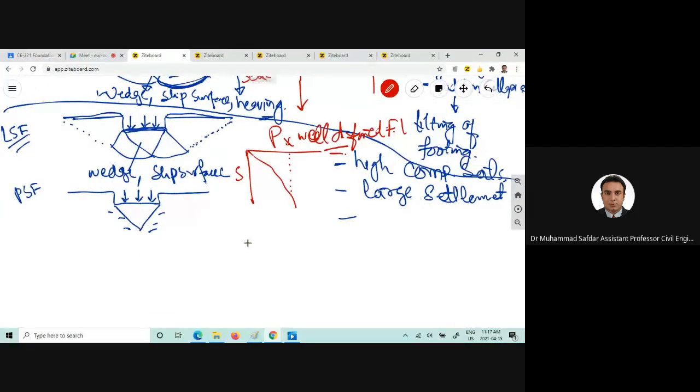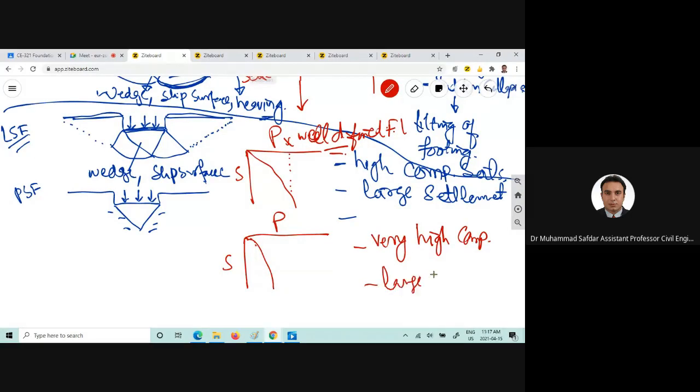Now, in the punching shear failure mode, this is the pressure versus settlement curve here. In very high compressibility soils, this type of failure mode will occur, and also large settlements would occur in punching shear failure mode as well. And we will only see this wedge type of failure in case of the punching shear failure mode.